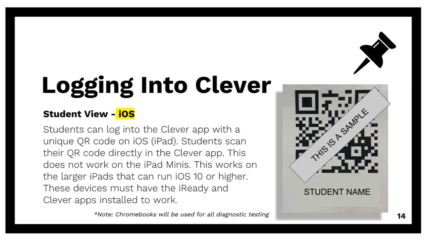If you're using an iPad, students can log into the Clever app with a unique QR code. This pertains to grades K through 2. In grades K through 2, we can populate unique QR badges for students that pertain information for their login. On an iPad with the Clever app, students simply need to open the app, scan their badge, and then Clever will prompt them to the portal for them to click on the app they want to open.